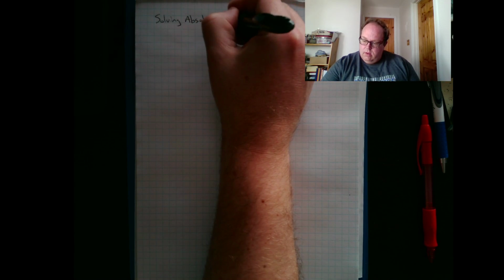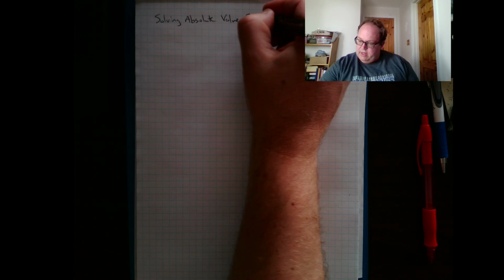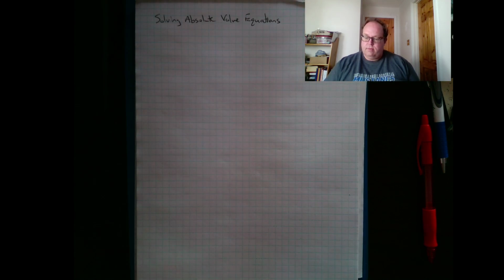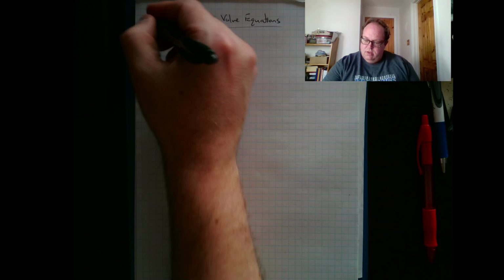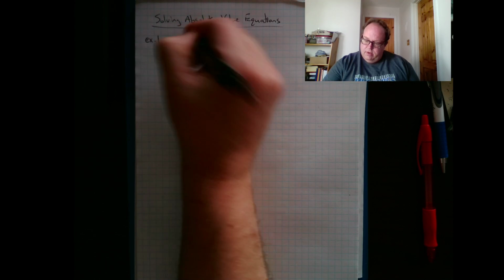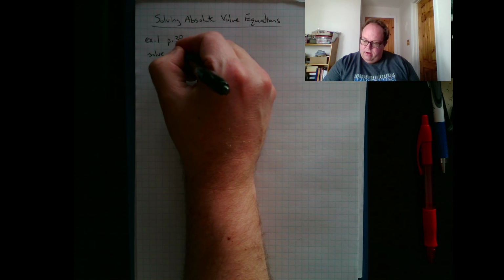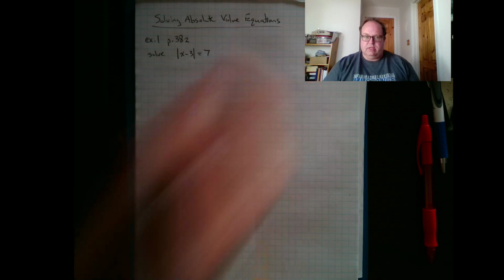Right, this session is solely on solving absolute value equations. This covers section 7.3 of your textbook. And we're just going to dive right in by working through some examples of solving these things. This is example 1 on page 382. And you're being asked to solve when does the absolute value of x minus 3 equal 7.